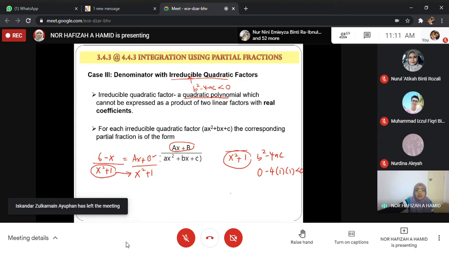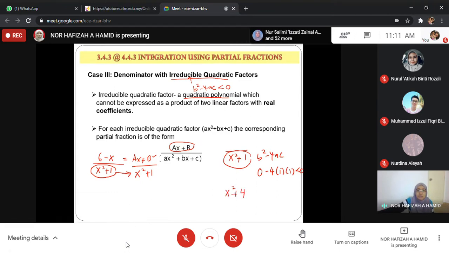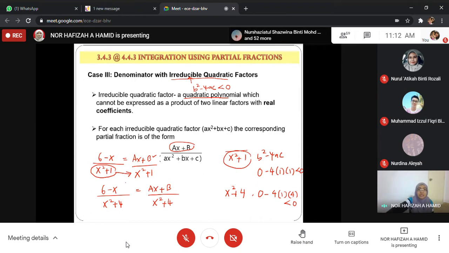Okay, it is the same if you have x square plus 4. For x square plus 4, the discriminant b square minus 4ac, you have 0, minus 4, a is 1, c is 4. So also you have less than 0. Less than 0 is also an irreducible quadratic factor. For example, if you have 6 minus x over x square plus 4, it is the same: your partial fraction is in terms of ax plus b over x square plus 4. So there is no need to factorize x square plus 4. Okay, so this is an example of the irreducible quadratic factors.